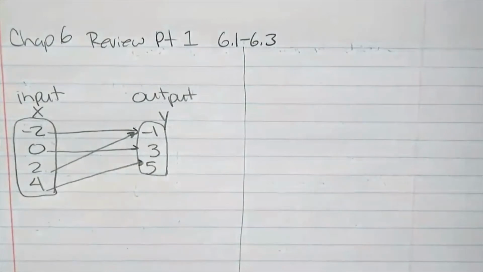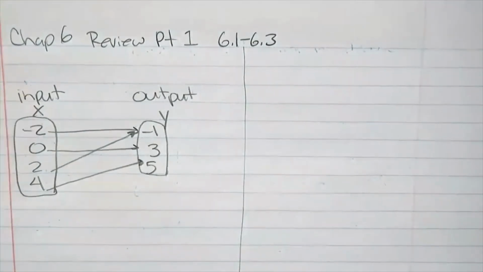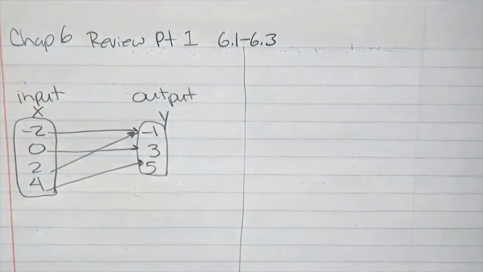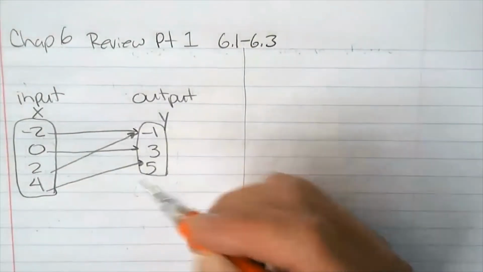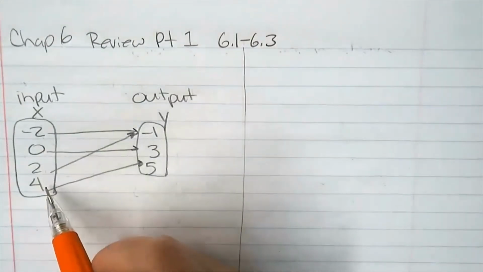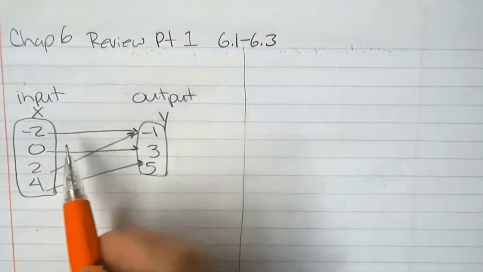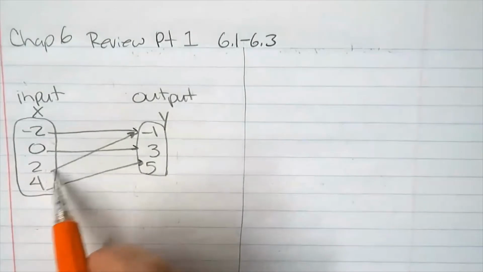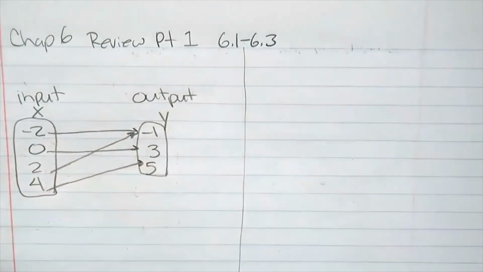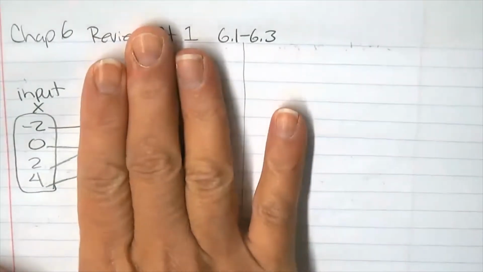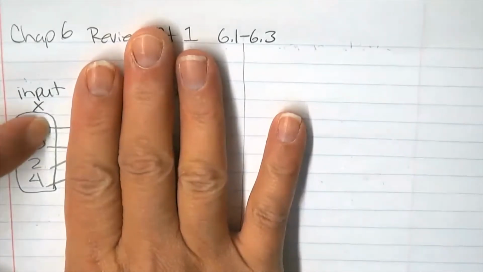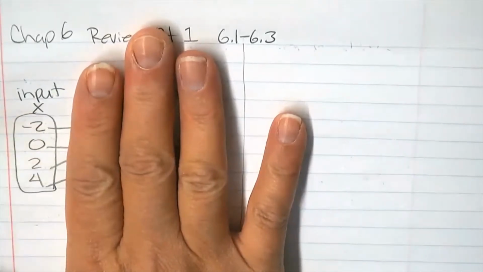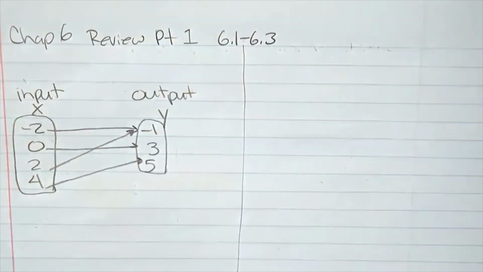So in a function, every input has only one output. So that means every input has only one arrow coming off of it. We're not worried about our outputs. We're only worried about the inputs. Every input has only one arrow coming off of it.